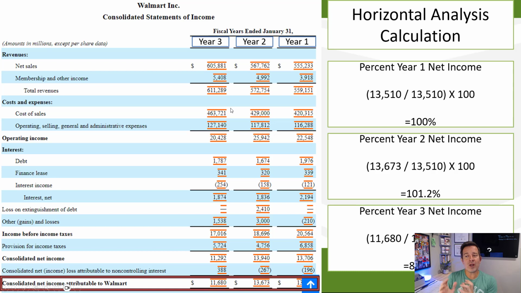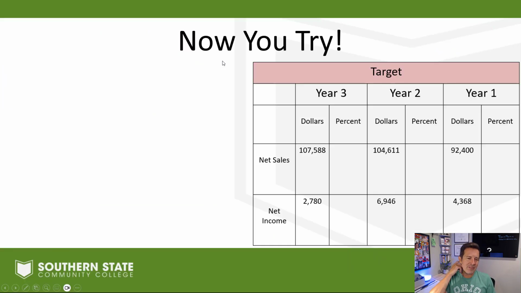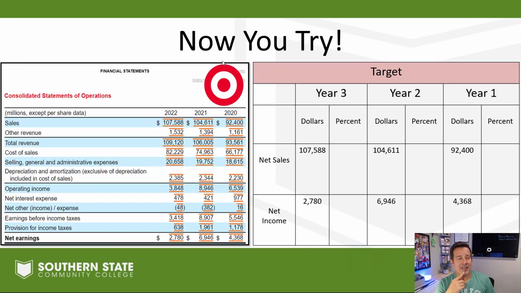And so that's where common-sized analysis really helps us out. It helps us understand what's really going on beyond just trying to look at the dollar amounts. Now I want you to give it a try. We looked at Walmart. Why don't you take a look at Target? I've got the income statement right there. You can calculate by hand the percentages year to year, using year 1 as the base year for net sales and net income. And then we can compare Target to Walmart. I'll pause the video, let you do a little bit of math, and see how you come out.